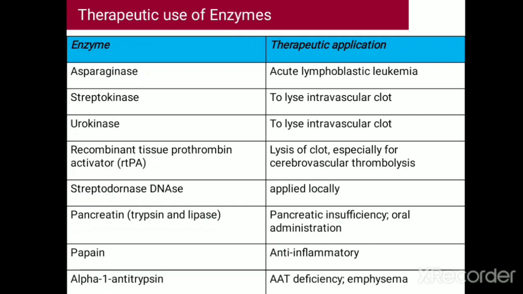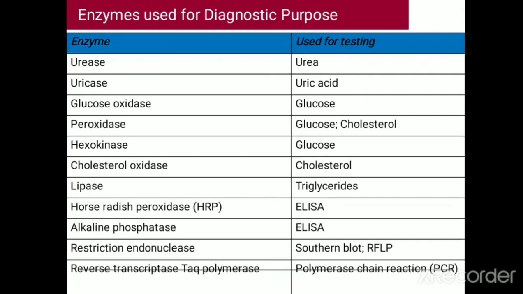For example, asparaginase is an important anti-cancer drug. Streptokinase and urokinase are used for thrombolytic therapy. Trypsin and lipase are used in case of pancreatic insufficiency, and alpha-1 antitrypsin is used in case of emphysema. So these are the therapeutic uses of enzymes.